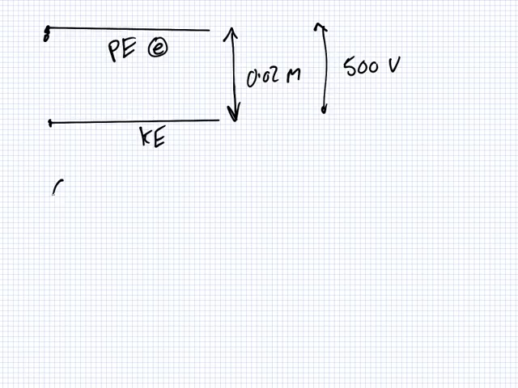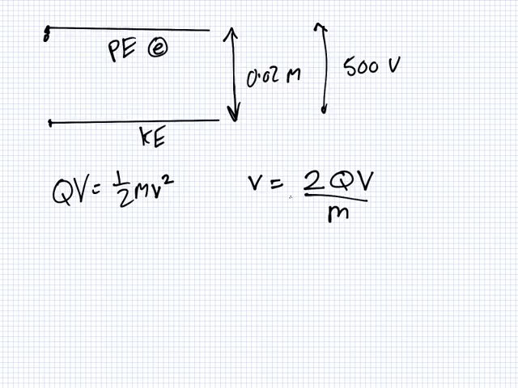So we have QV equals a half mv squared. So that means v, velocity, will equal the square root of 2qV over m.